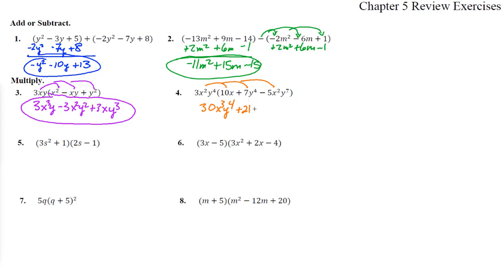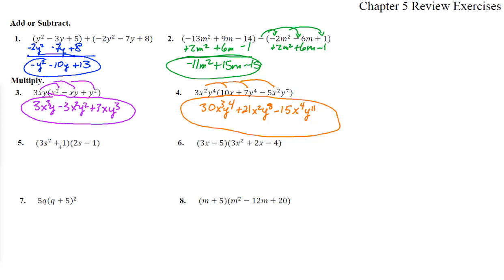X squared, there are no more x's here, so it's just an x squared. Y to the 4th times y to the 4th is y to the 8th. And then the 3 comes in here at a negative 15 x squared, that's x to the 4th. Y to the 4th, y to the 7th is y to the 11th power. Excellent. Any similar terms there that we can combine? No, I don't think so.